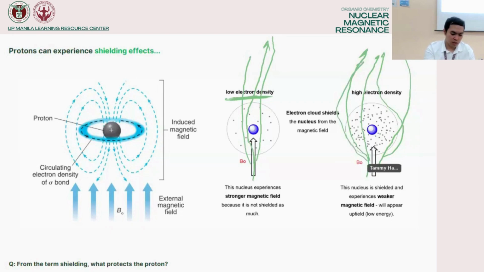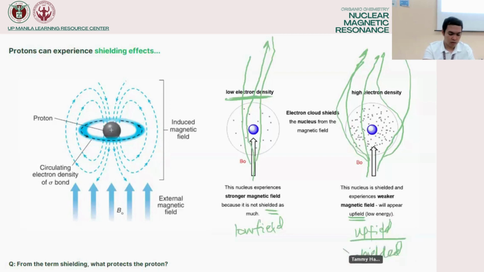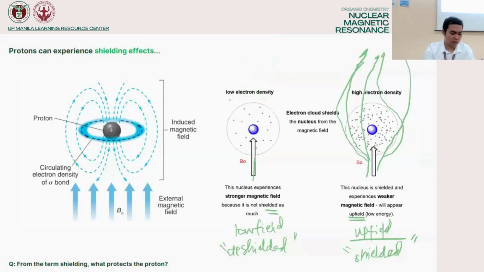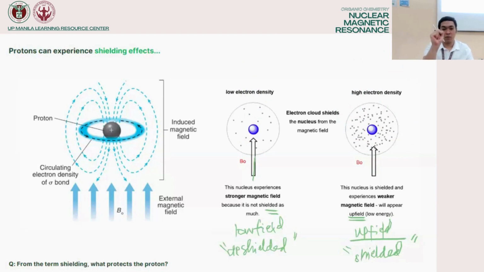So, this is what? Upfield. This is low field. When we say upfield, it is shielded. When low field, deshielded. That's the only important thing there. So when upfield, it means there are many electrons around your nucleus, so the magnetic field cannot enter there.